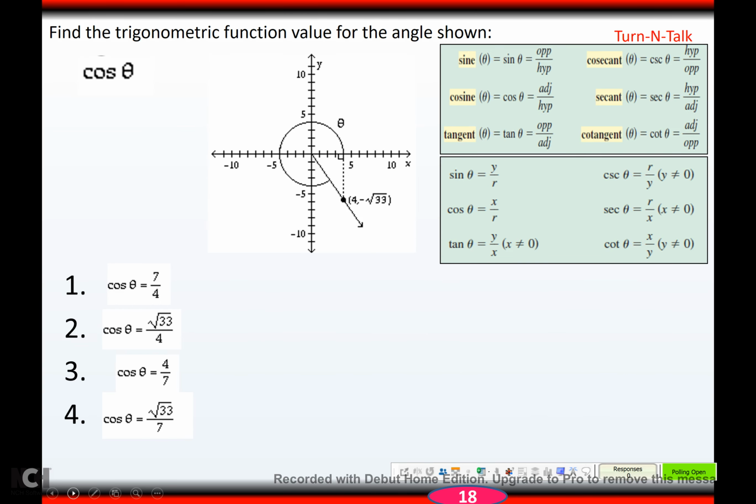Alright, you do this one, they want cosine. Hit pause, come back when you're ready. And hopefully you got 4/7.